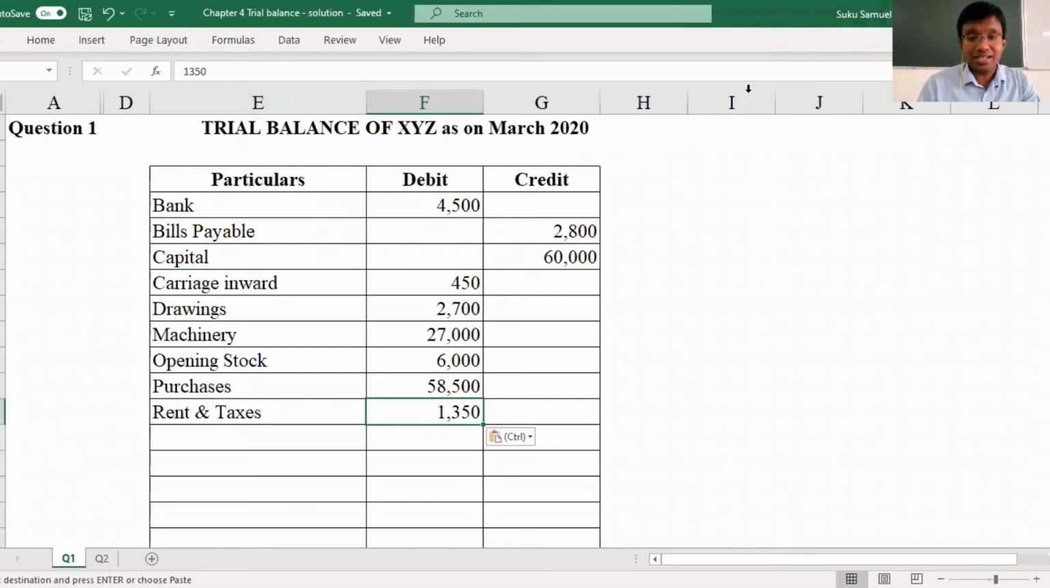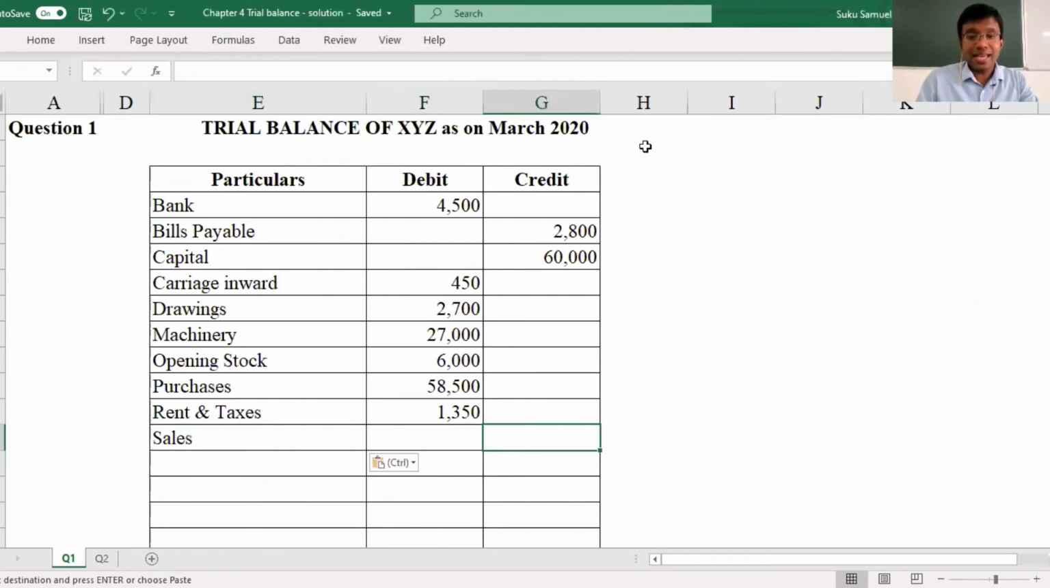Someone had mentioned rent and taxes on the credit side. I'm afraid it is not. Please remember, rent is an expense. There's a difference between expense and liability. Expense is something that you have to pay. Liability is an obligation. You haven't paid, you are yet to pay. So rent and taxes will fall on the debit side.